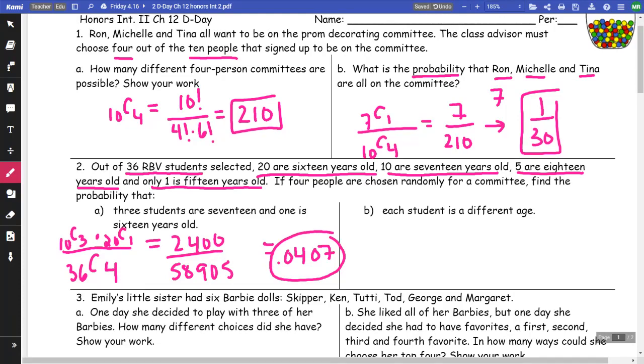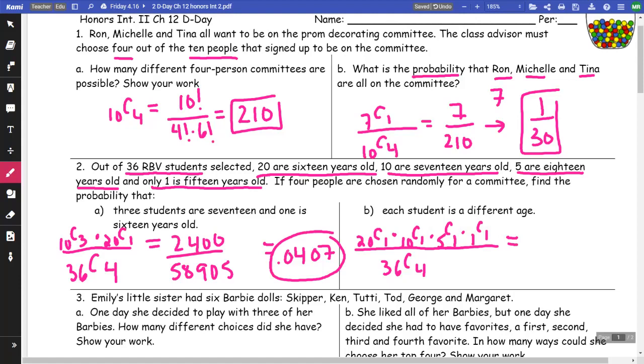Next question, out of those 4 people, what is the probability that each student is a different age? So again, it's still going to be out of that 36 choose 4, but now each one is a different age. So I'm going to have a 16-year-old, and there's 20, so that's 20 choose 1, times a 17-year-old, there's 10, and I'm going to get 1, so 10 choose 1, times 5 18-year-olds, we're going to pick 1, so that's 5 choose 1. And then the 15-year-old, there's 1, and we're going to choose 1.